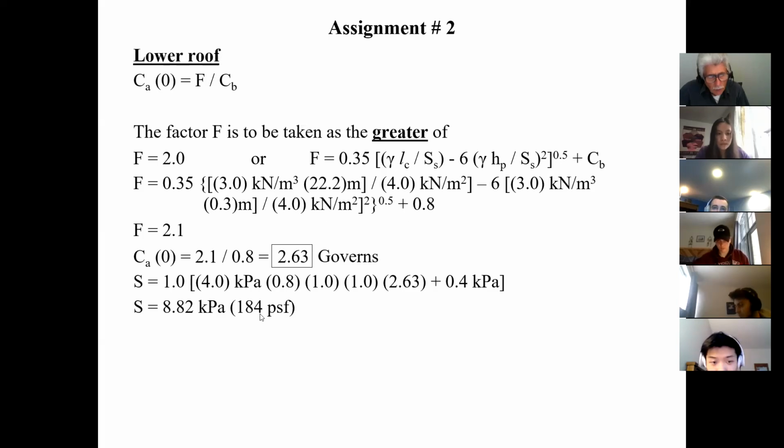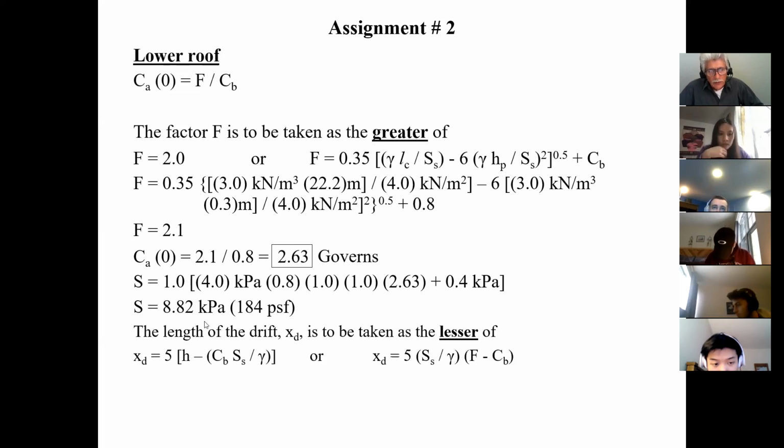Okay, for me 8.82 kPa doesn't mean very much, but when I see 184 pounds per square foot, since I've been doing everything in imperial, I get a better feeling of how much load this is compared to this. That's why I like to convert this all the time. So I convert these into PSFs, pounds per square foot.